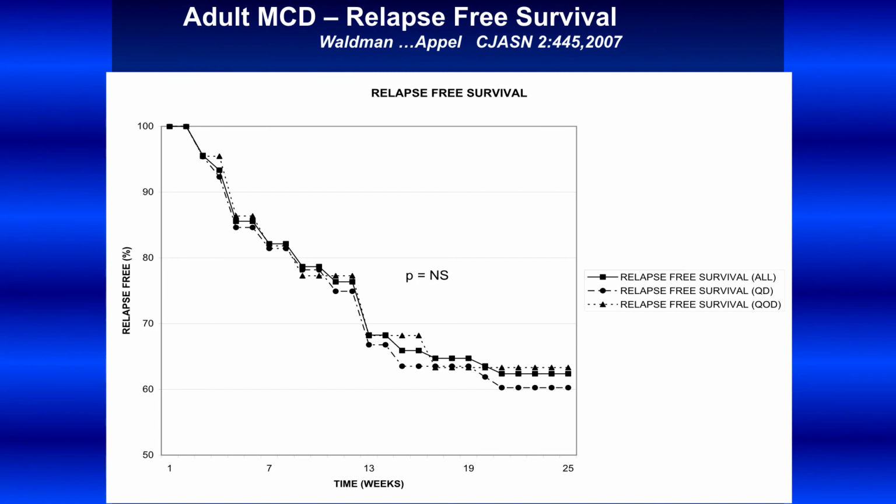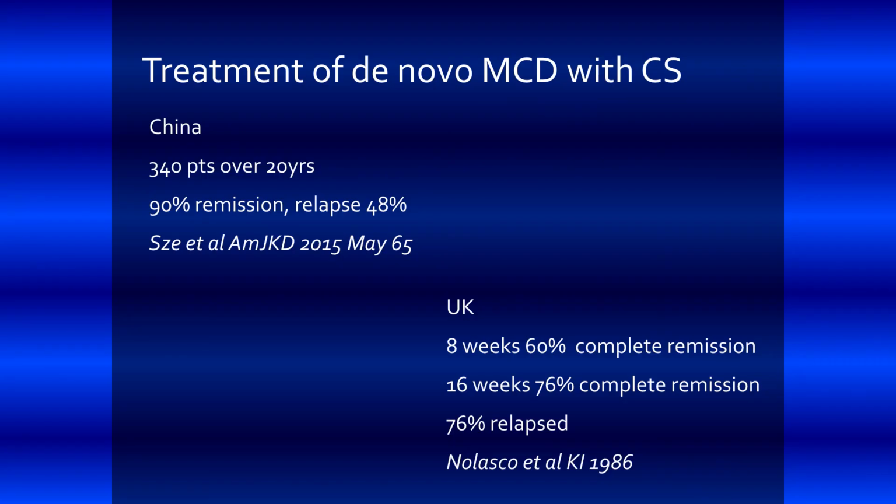What about relapse? Again, this is a series from New York, and you can see here that actually at 6 months, 40% of patients had already relapsed, and 6 months isn't very long, is it? That's people who've gone into remission quickly and already relapsed. And similar data from China, again, 90% of patients went into remission, but with a relapse rate of about 50%, and that was at 6 months.